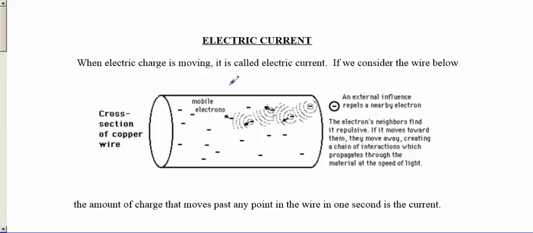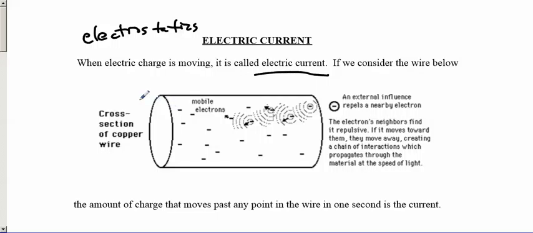All right, let's talk about electric current. As soon as I get charge moving, we call it electric current. Okay? If it's not moving, we call it electrostatics. Okay? So if we look at this cross section of a wire, we've got electrons moving down the wire.